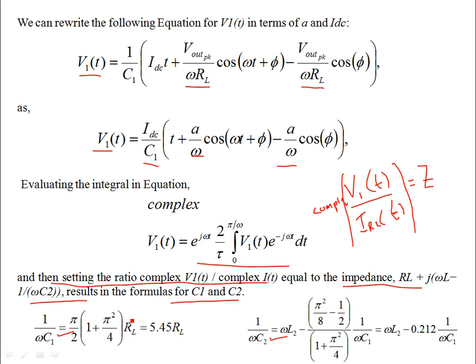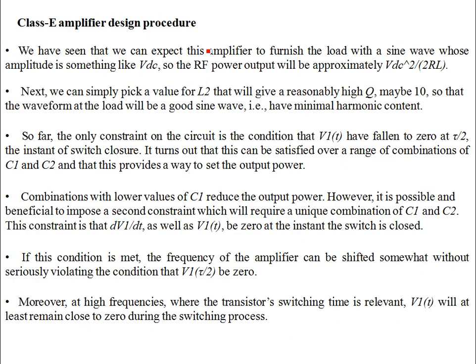You get these two equations from comparing the complex component of V1T to IRLT and equating the right hand side to Z, to get those two important design equations. Where do we need these design equations? If you look at the design procedure of a class E amplifier, we have seen that we can expect this amplifier to furnish the load with a sine wave whose amplitude is something like VDC, so the RF power output, if you assume the output is a sine, has an average of VDC squared over 2RL, right?